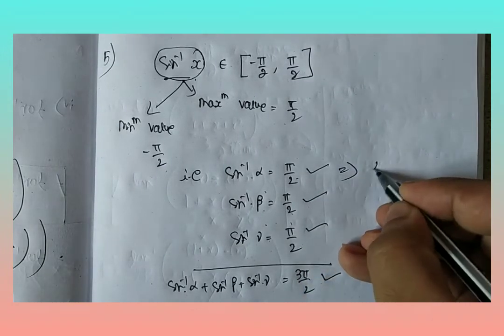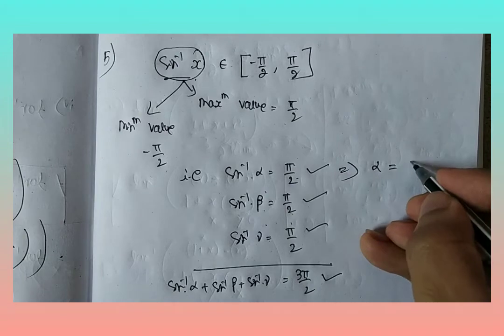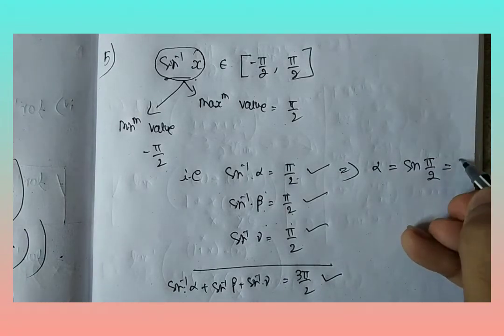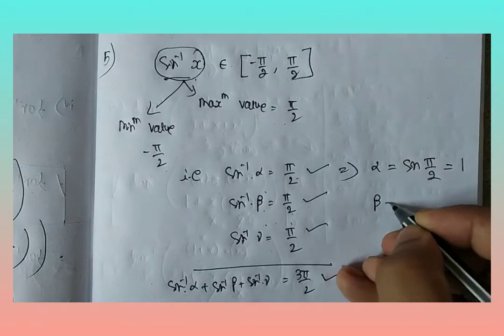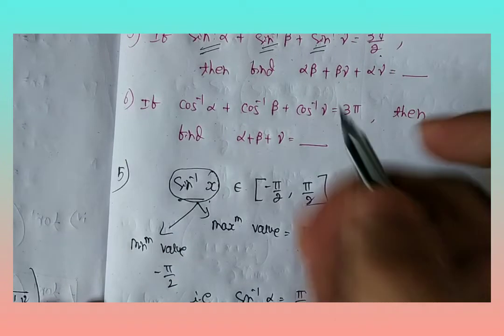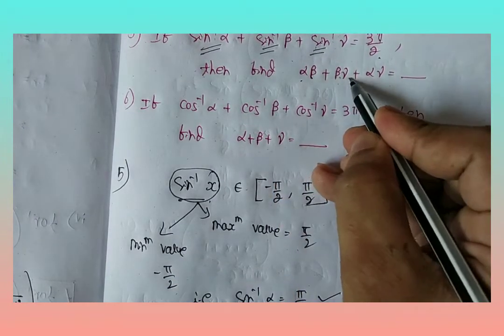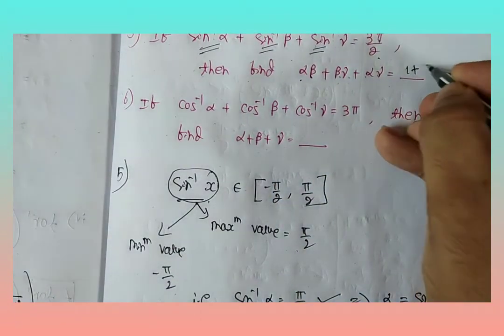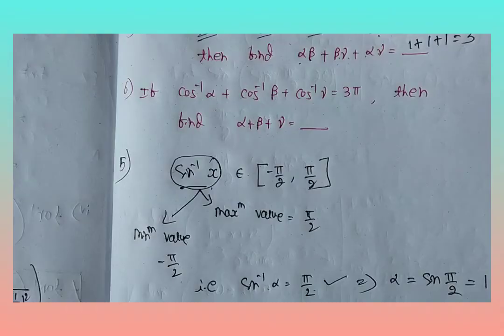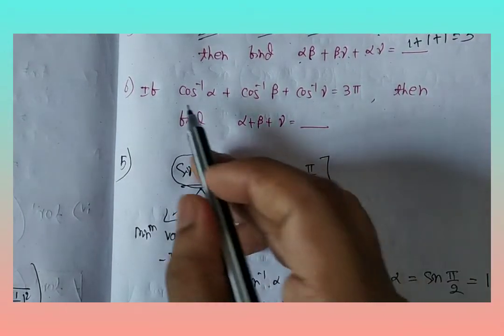From here we get alpha equal to sine pi by 2, and sine 90 equals 1. Similarly, beta equals 1 and gamma equals 1. We have to find alpha beta plus beta gamma plus alpha gamma, which is 1 plus 1 plus 1, equal to 3. Similarly, this question.